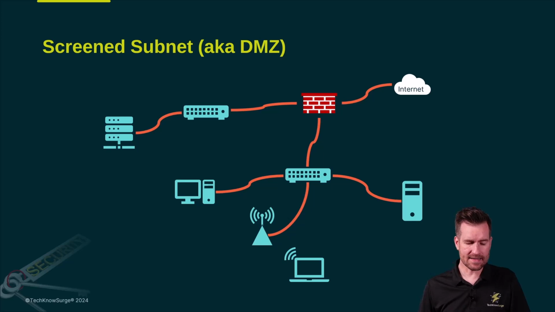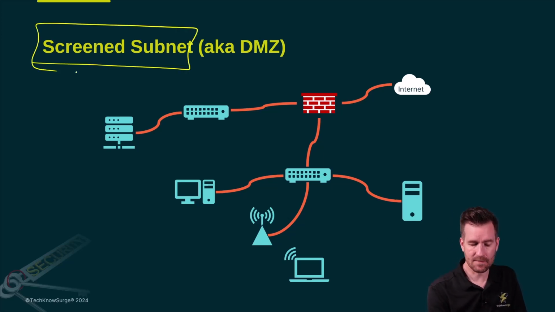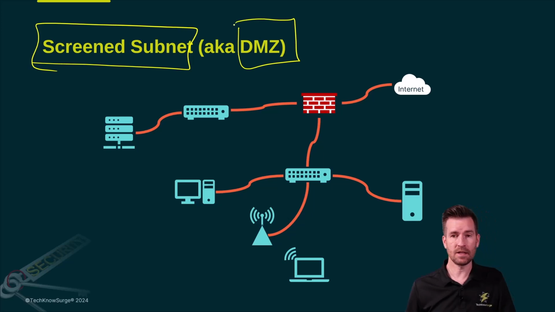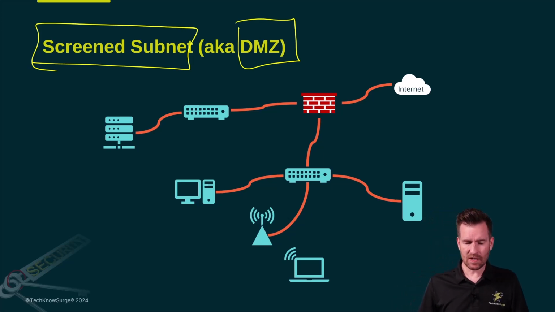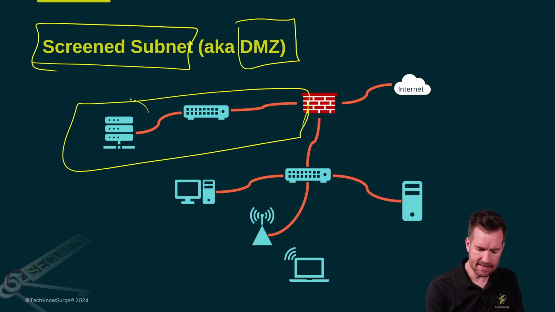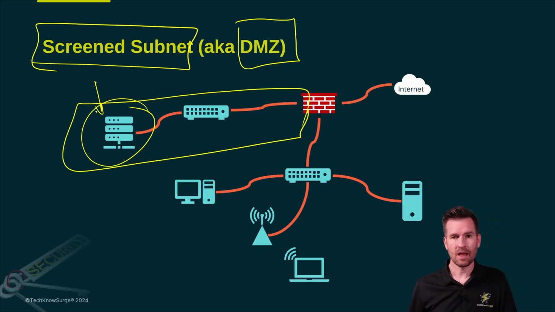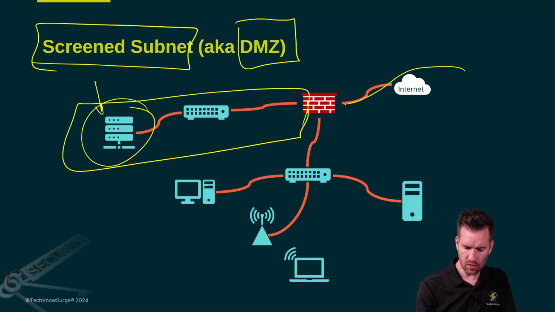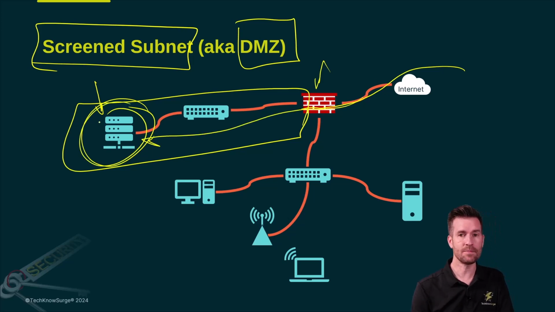Another way that we may segment is using a screened subnet, also known as a DMZ or a demilitarized zone. So a screened subnet is a separate network that has maybe some more publicly accessible devices on it. So for instance, this is a bank of web servers right here. We want people to visit our web servers. And so we have rules in place on the firewall that allow traffic to get to these web servers.